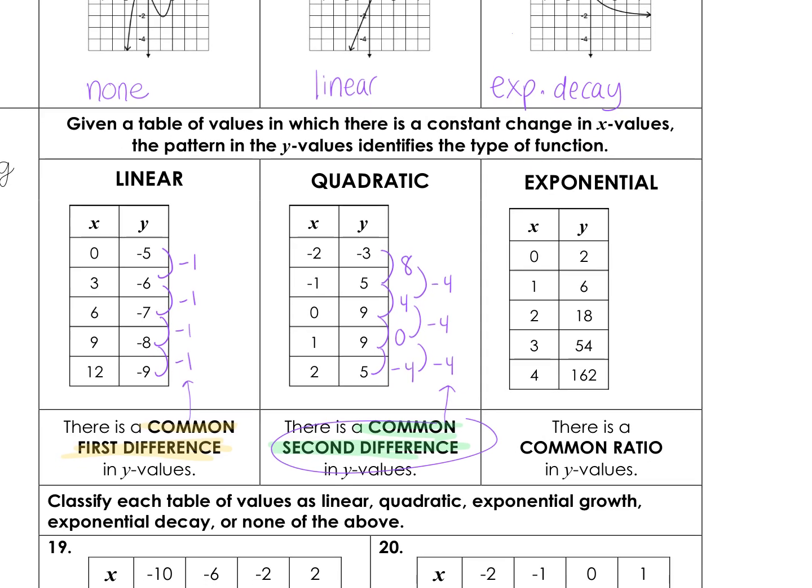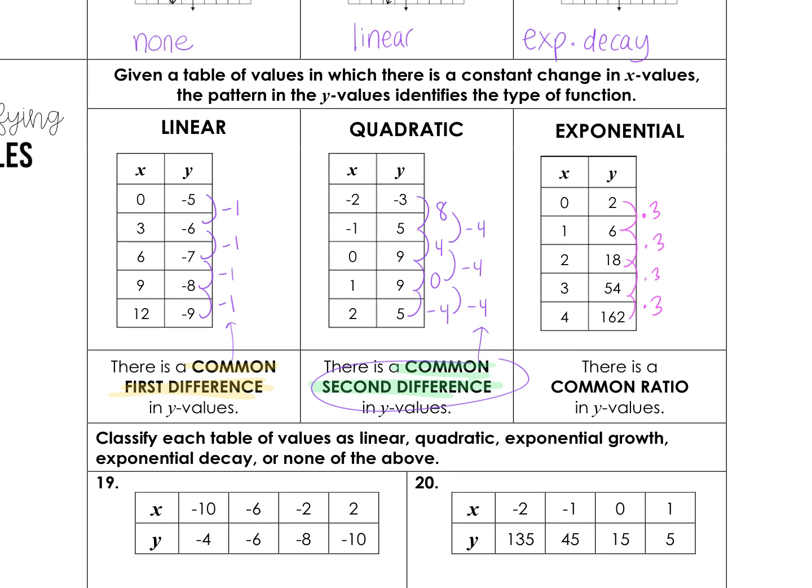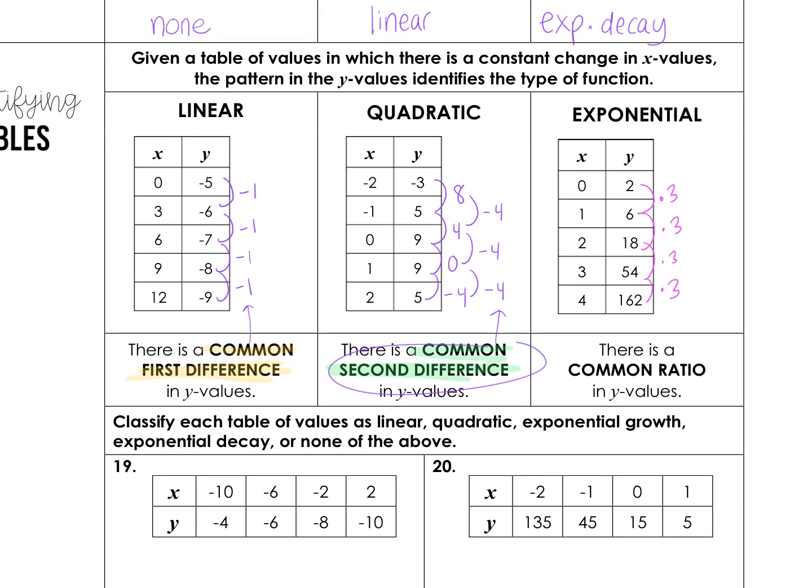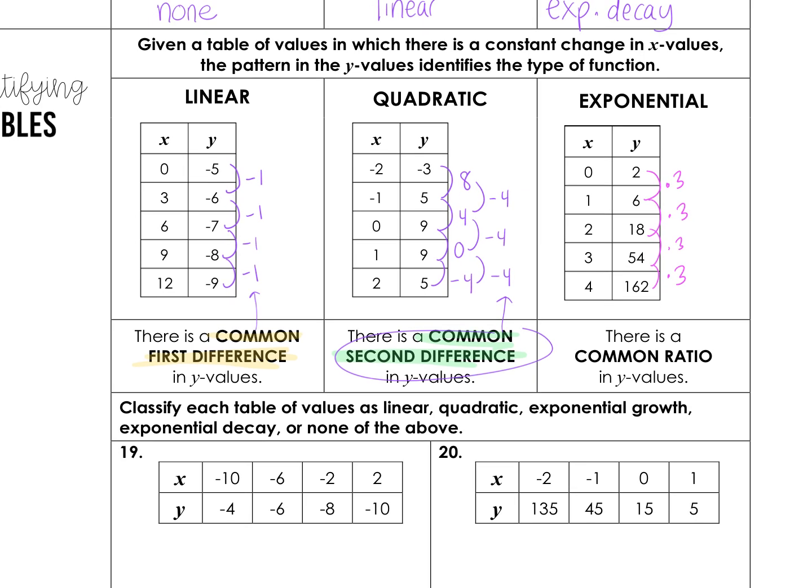Exponential, there's a common ratio. We talked about this quite a bit, which means you're going to be multiplying. So 2 times 3 is 6. 6 times 3 is 18. 18 times 3 is 54. 54 times 3 is 162. So that is exponential. Oops, I did not mean to cross that off. So common ratio for those.